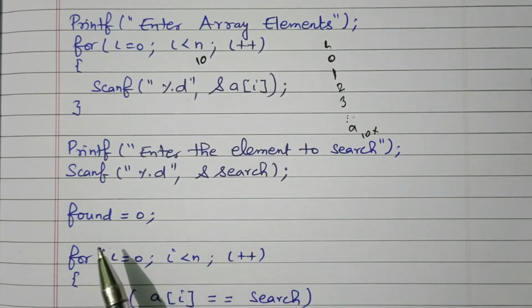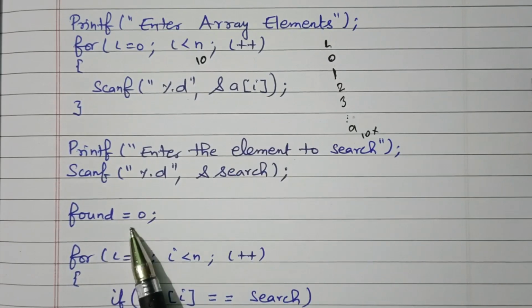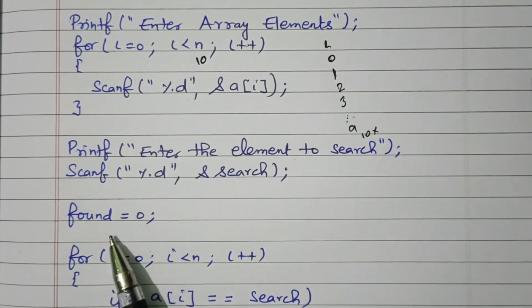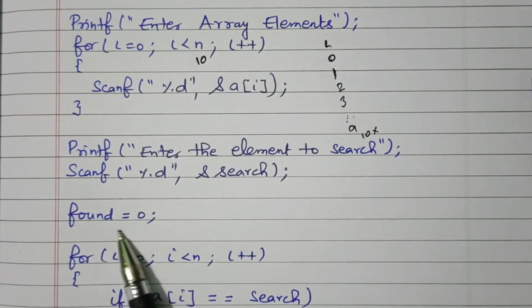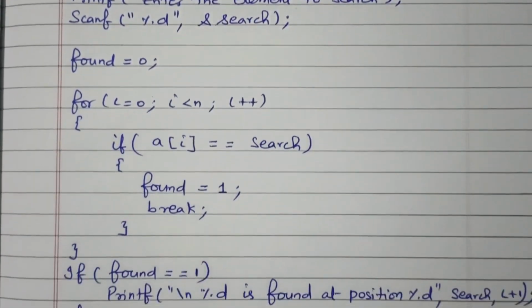Now we can go for checking whether the searched element is available in the array. We have one more variable, found, that is equal to 0. We assign found equal to 0. If the element is available in the array, we'll make found equal to 1, right? So found equal to 1 means the array element is available. By default found is 0; if after searching found is still 0, the element is not available. If it is available, we'll make found equal to 1. Now we'll go for the searching process.